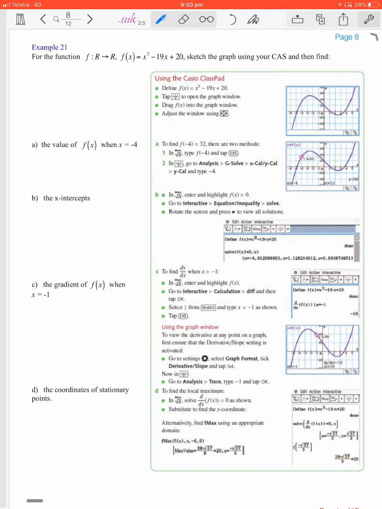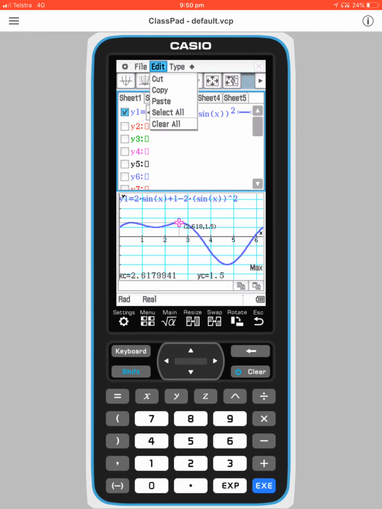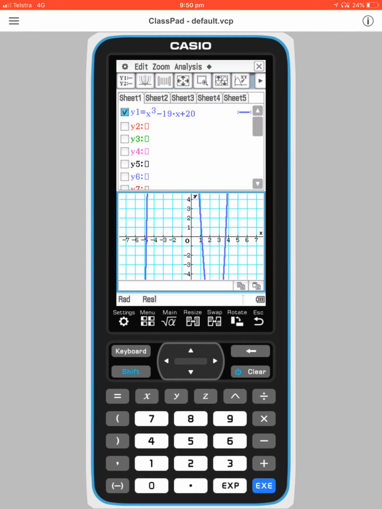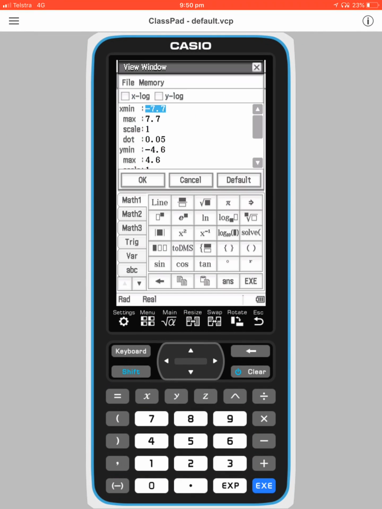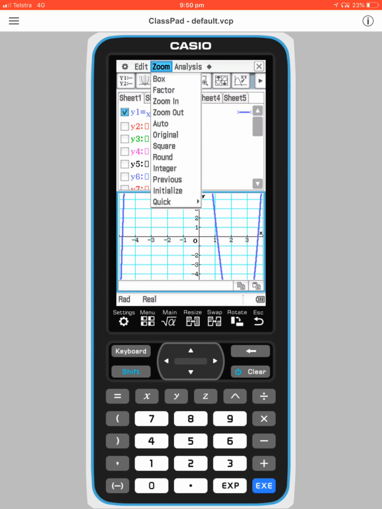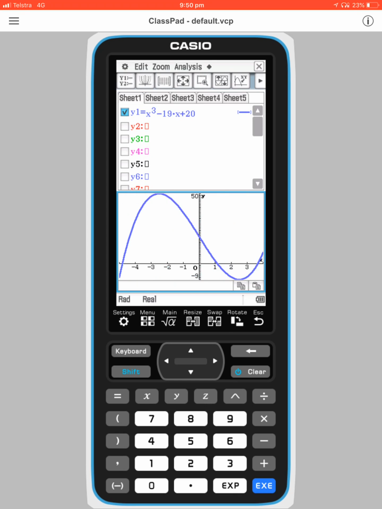Okay, lastly here, I've got a graph. To sketch it using a CAS, you just put that in. So x cubed minus 19x plus 20. Sketch it. Zoom, initialize. Okay, you've got your 3 x-intercepts. So you know one occurs at negative 5 and the outside one occurs at 4. So go negative 5 and then go up to 4. Click OK. Then go zoom auto. So it fits in the graph perfectly.